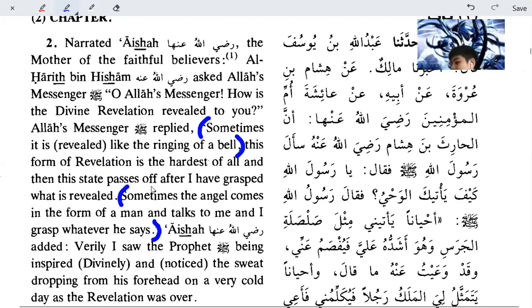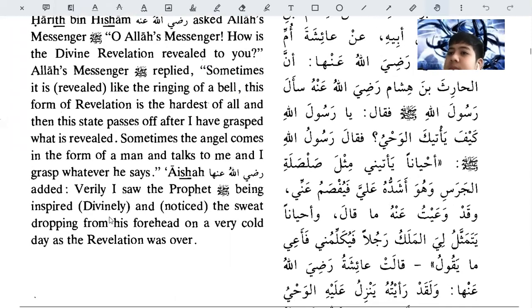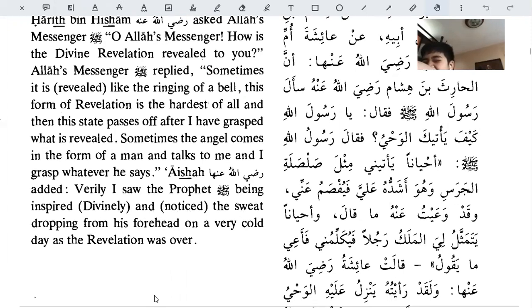Receiving revelation from Allah is not an easy thing. It was a very hard thing. That's why Aisha said that even on a very cold day, whenever he used to receive revelation, his forehead used to discharge sweat.